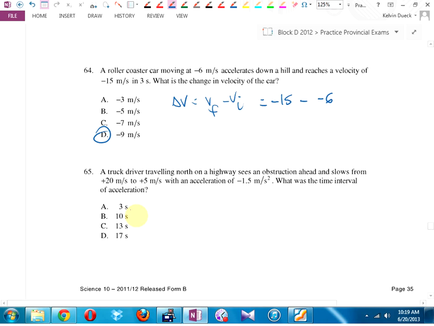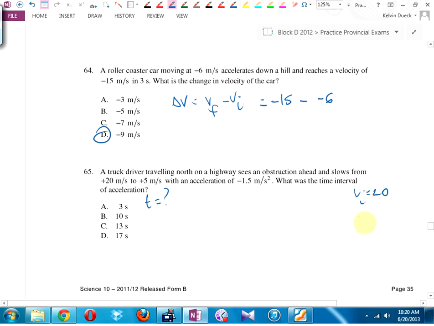All right. What are they asking me to find in number 65? T equals question mark? Okay. Time. I can do this. What did they give me? What's that 20? Which one? Never say velocity. There's always two. Okay. They gave me VI is 20.